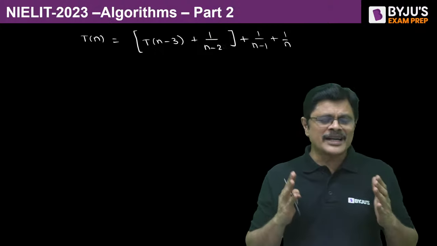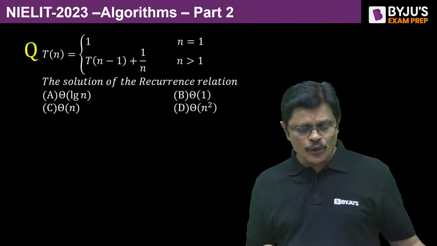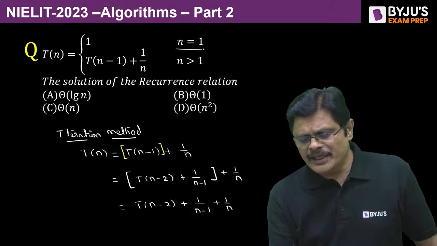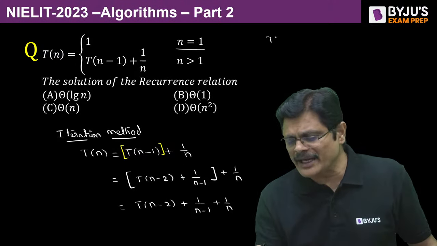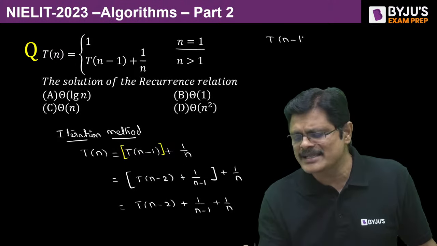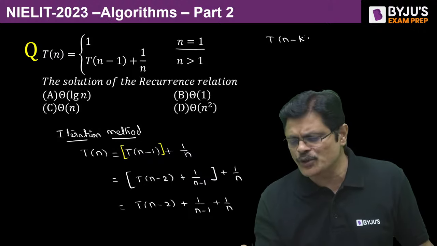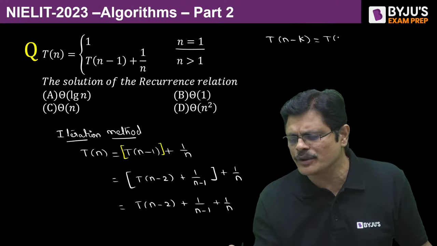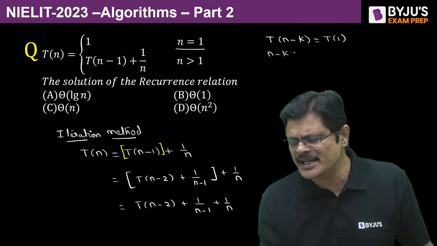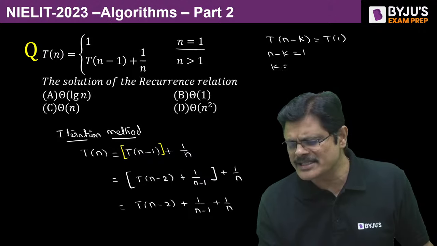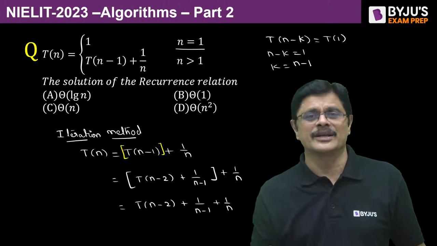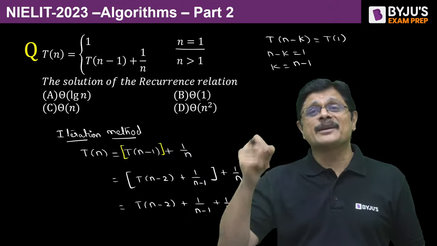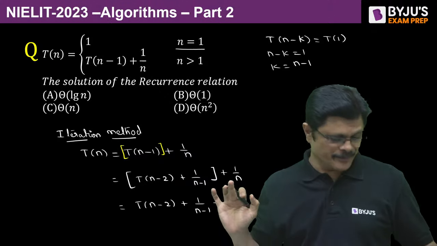See, now we should understand the pattern. And we should also know till where you have to continue. Till it becomes 1. We are writing Tn minus 1, Tn minus 2, like that, you should get Tn minus k equal to T1. That means n minus k should be equal to 1, that means k should be equal to n minus 1. So till Tn minus n minus 1, you have to continue this story.